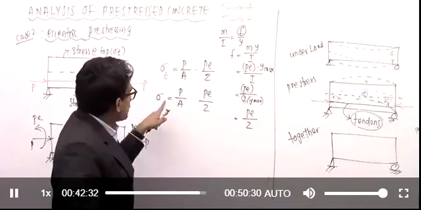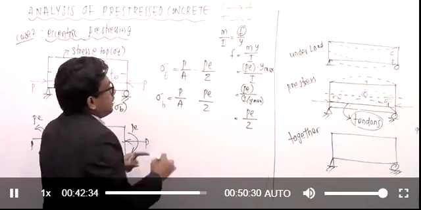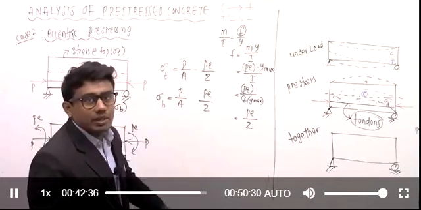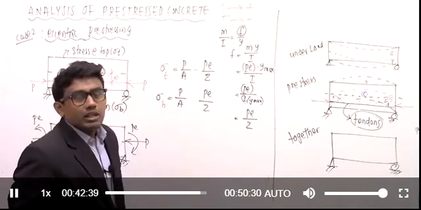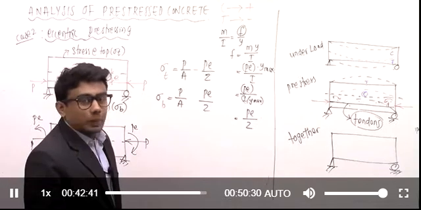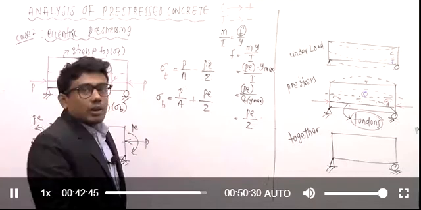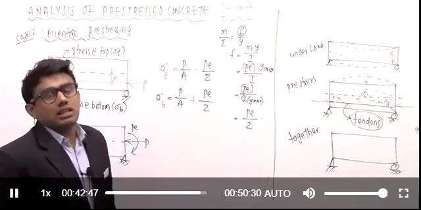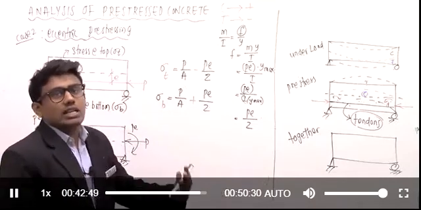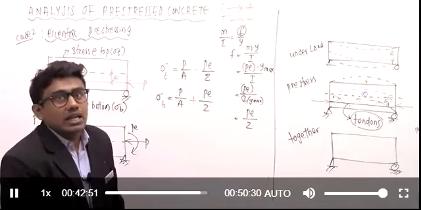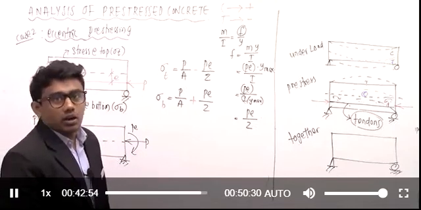Coming to stress at the bottom, should I use plus or minus here? For pre-stressing, should I consider plus or minus? Exactly, we have to go for plus. Why? Because we are applying the compressive stresses. The nature of stresses below the nodal axis due to pre-stressing will be plus, that is compressive in nature. Got the concept?